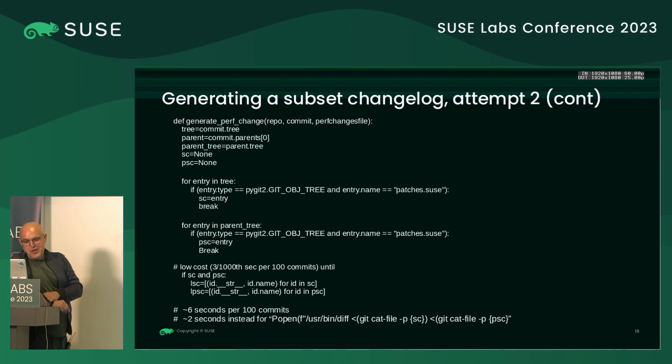But as soon as I try to iterate over the entries in patches.suse, the performance drops to 6 seconds for every 100 commits. So there's obviously a problem in the pygit implementation. If instead of doing this iteration, I just popen out and run that diff command, it's about 2 seconds for every 100 commits. But, yeah.